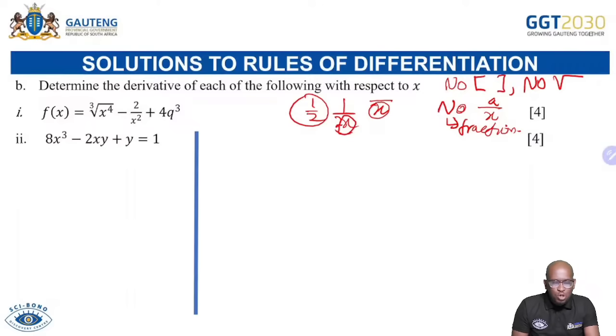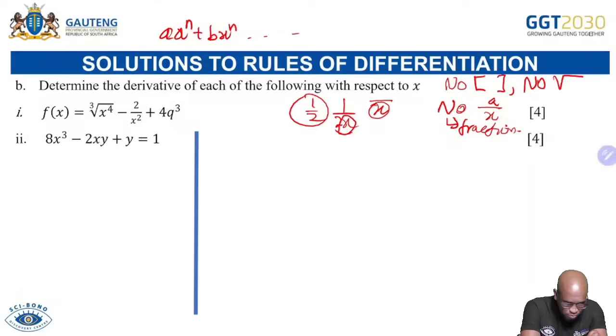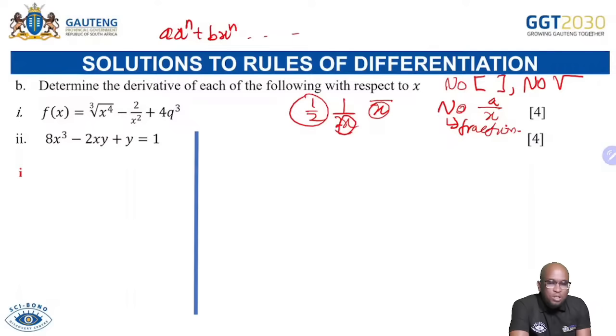So we would need to arrange everything in the form ax^n plus bx^n and so forth. All right, so let's look at the first one. Now when you look at the first one, does it meet the 3 conditions?